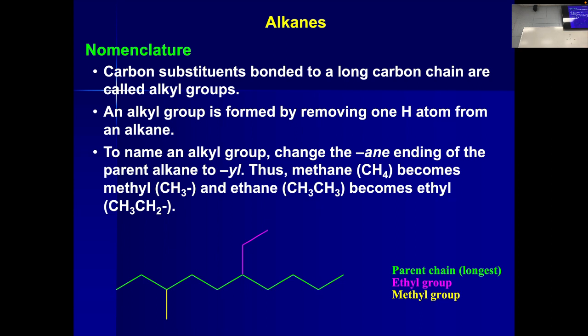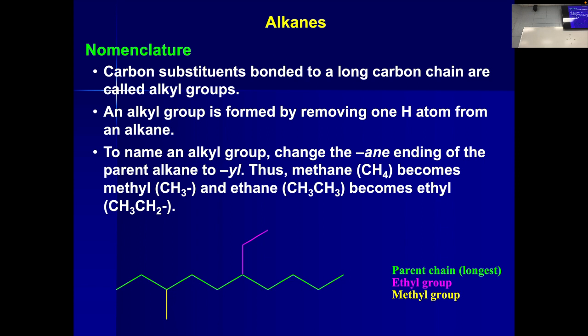Let me give you a little tip. When you've identified the parent chain, the longest continuous chain, take your pencil and circle it. Everything inside that circle is the parent chain. How many carbons are in this parent chain? 10. So this is going to be what kind of molecule? It's going to be a decane molecule.